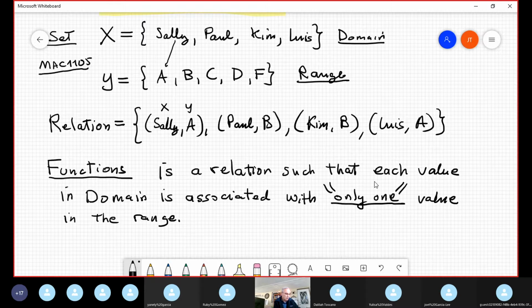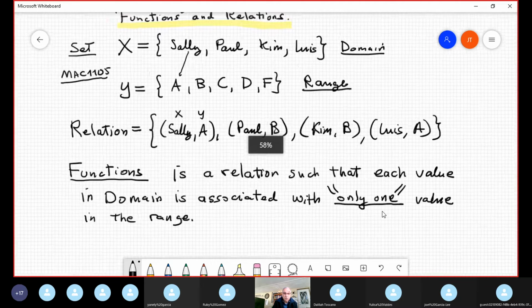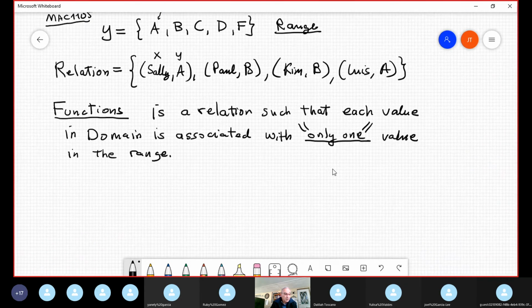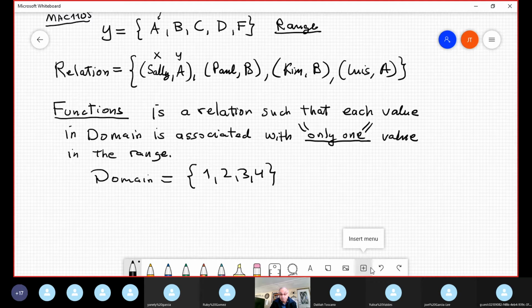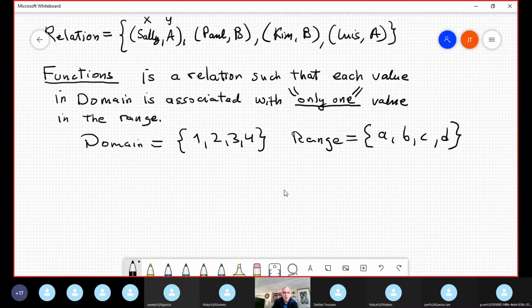Okay? However, this definition is confusing, at least for me. Let me explain why it's confusing. Suppose that we have one relation, relation one. First of all, let me define who is the domain and who is the range. Domain is numbers 1, 2, 3, 4. And range is letters A, B, C, and D. I want to state one relation between these sets.